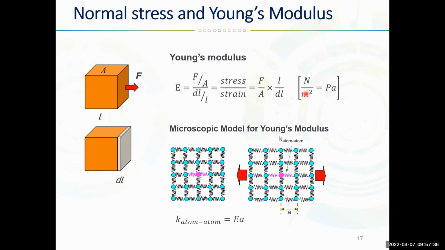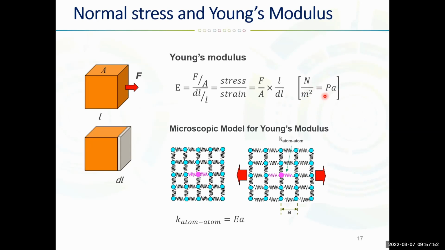Forces are measured in newtons, and areas are measured in square meters. So the modulus will be in newtons per square meter, which is equivalent to the pascal. So 1 pascal is equal to 1 newton per 1 square meter of cross-sectional area.